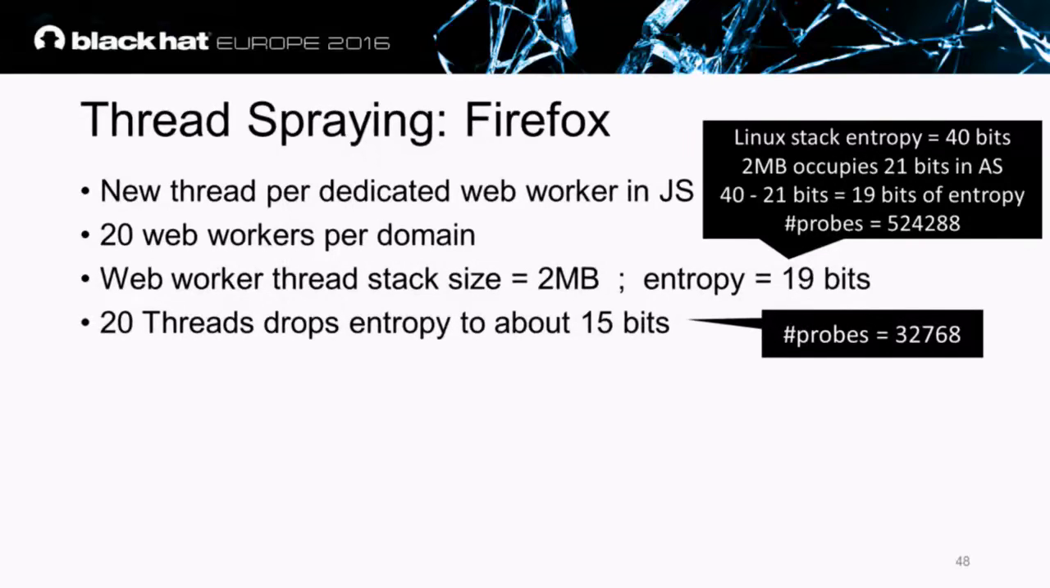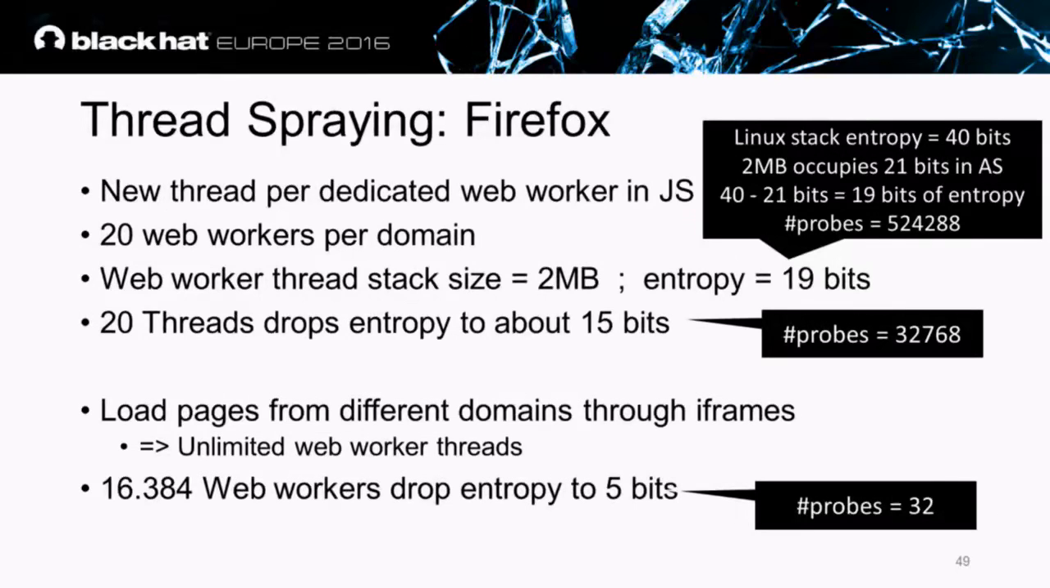If you spawn 20 threads, this number of probes is reduced to 30,000, and entropy is 15 bits. But we can do better. Through iframes, we can load pages from other domains, and there's no limit on the number of iframes in the page. So with this, you can have an unlimited number of web workers in the page.